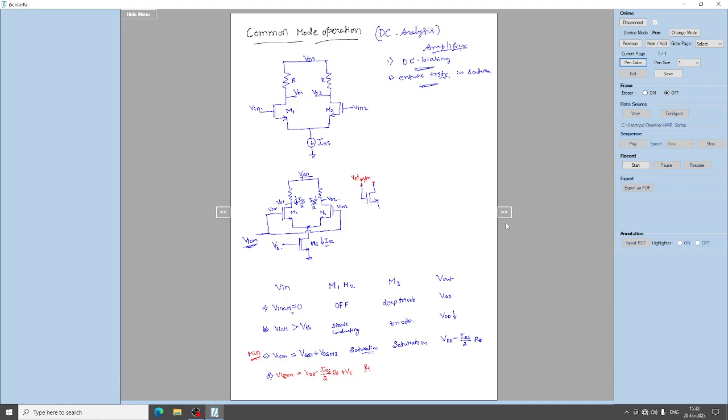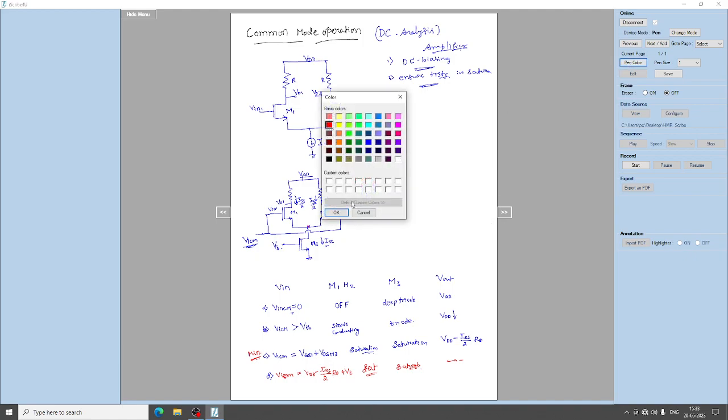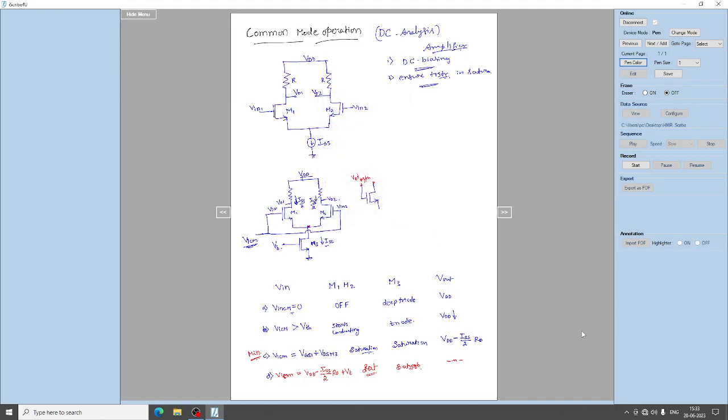So with this what happens? Both M1 and M2 will be in saturation region, and since the VICM is increased, the drain terminal of M3 is increased still more, and M3 will be in still more saturation region, right? And the output will be the same, VDD minus ISS by 2 into RD. This is the maximum output voltage you will achieve. So here in this case what happens? This is the maximum current we are giving.